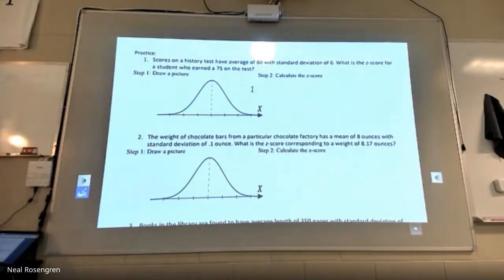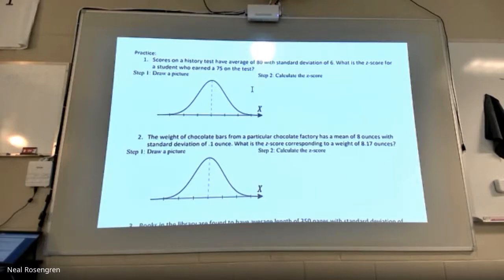Eventually, we'll start looking at some data that we find, like in our unit 2, a whole normal distribution project at the end. We'll get some data, but we'll make sure it looks like this. We're not going to get weird left skewed or right skewed or multimodal data. Okay, cool. Scores on a history test have an average of 80 with a standard deviation of 6. What is the z-score for a student who earned a 75?